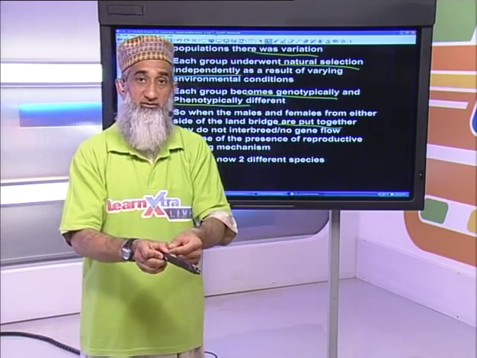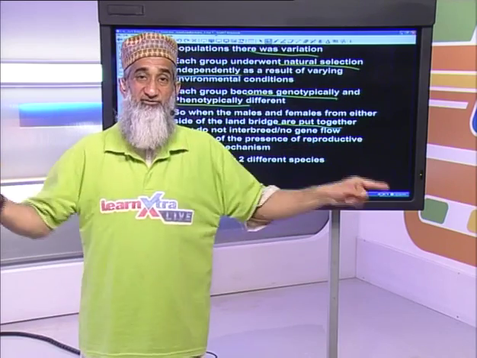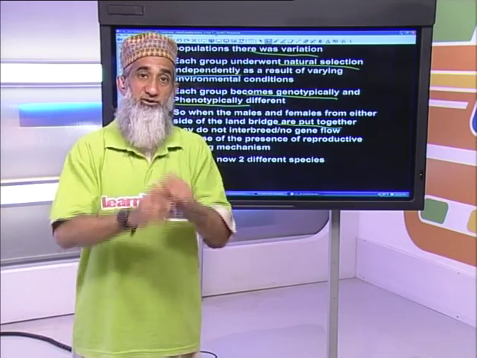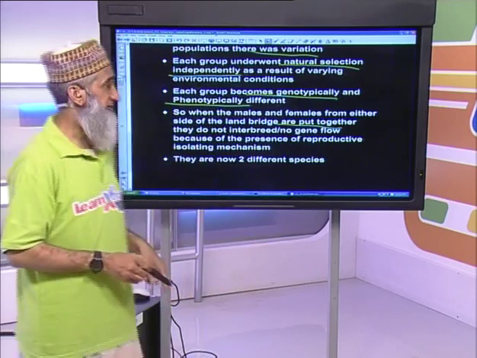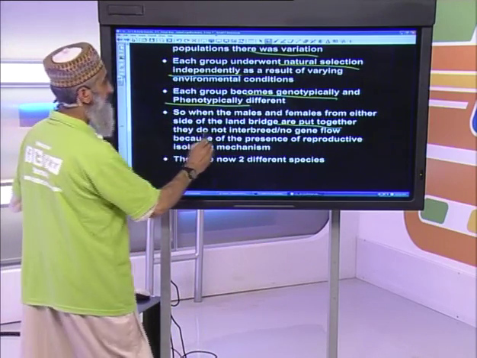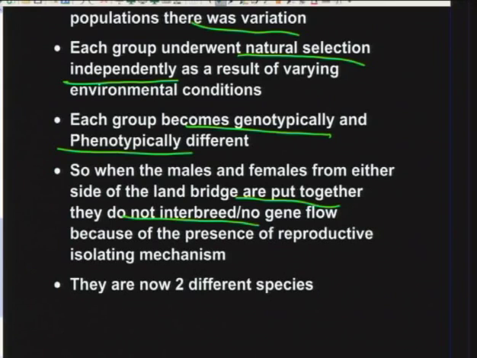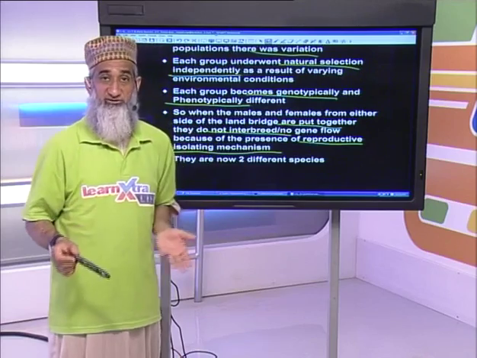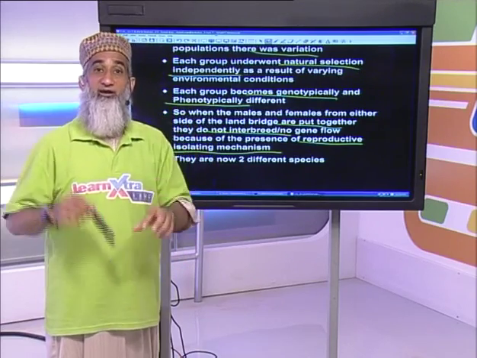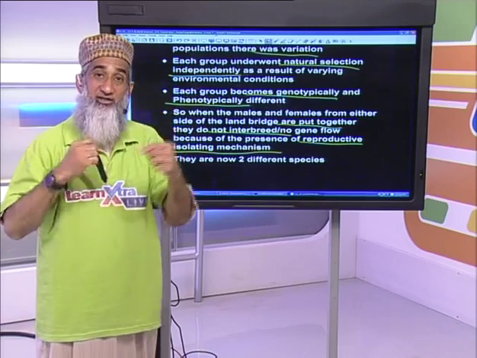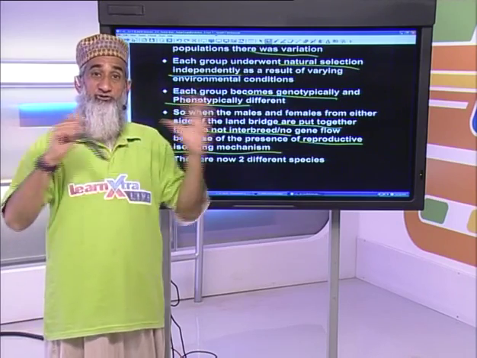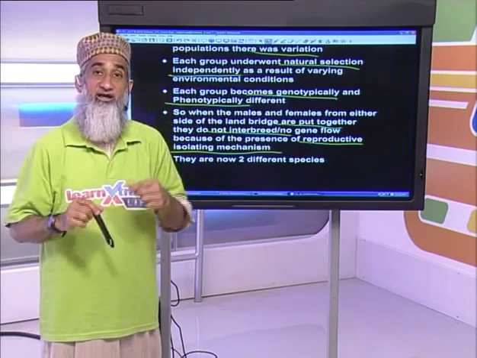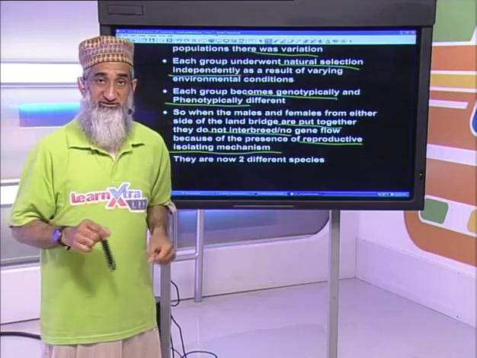They put them together. There's no barrier. The barrier was preventing them from interbreeding. Now when we put them together, they don't want to interbreed. So they do not interbreed, or there's no gene flow. Why? Because of reproductive isolating mechanism. It could be that they're not attractive to each other. It could be that they do not recognize each other as the same species. They become so different that they do not recognize each other as the same species.